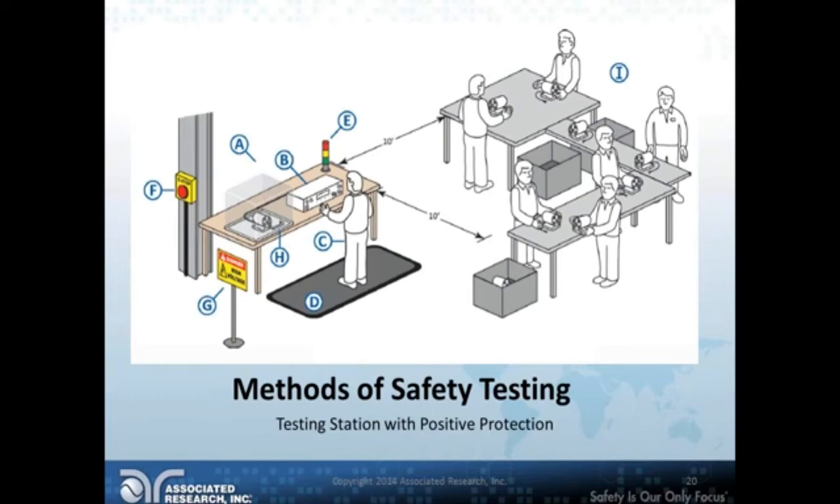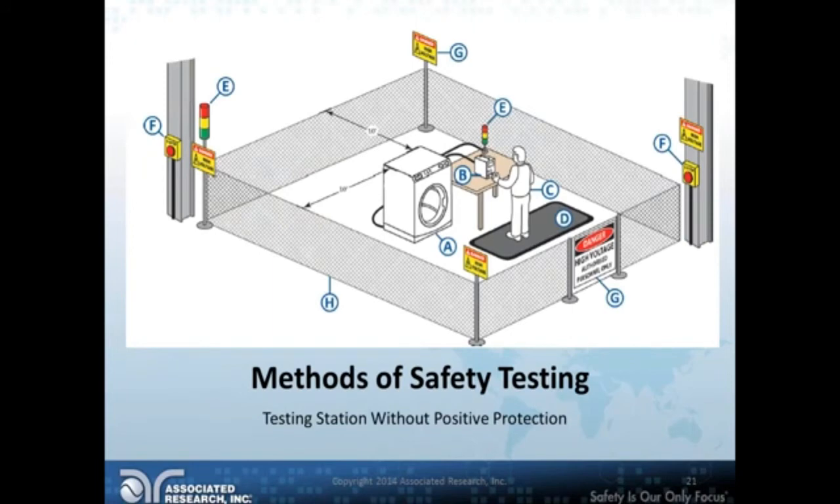You could be testing something very large where it's just not feasible to enclose it completely with something like a glass or plastic enclosure. So in those cases, there are still other things you can do to protect yourself. Here's a testing station without positive protection. And all I'm showing there looks like a dryer, something basically way too large to feasibly be put into an enclosure.